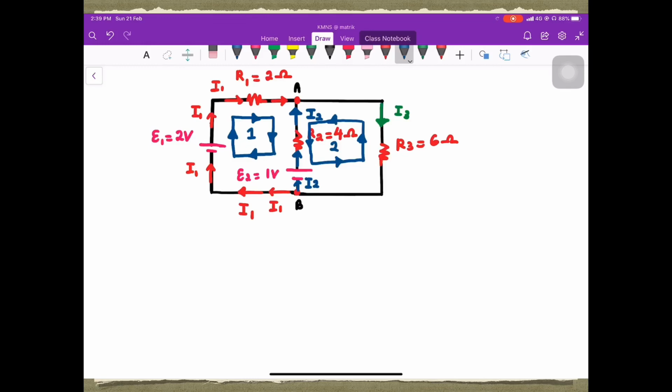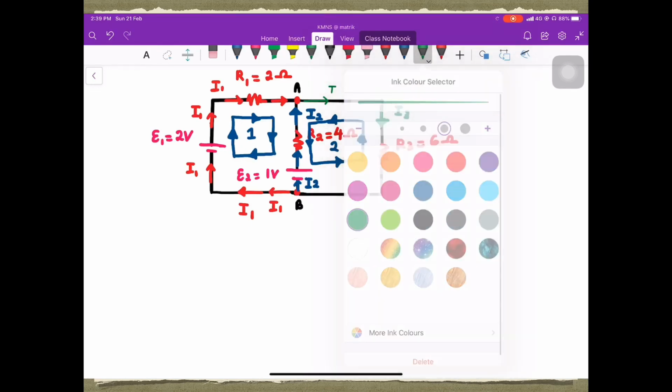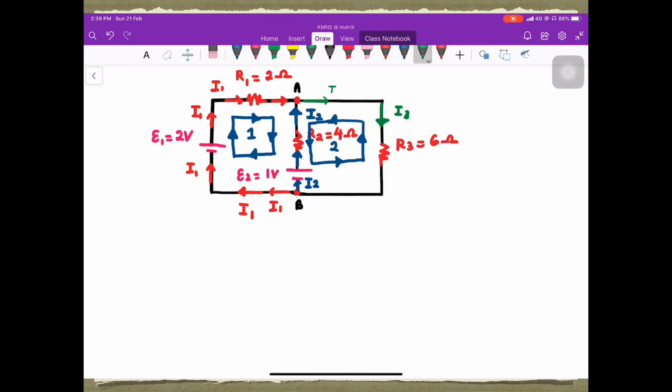What about I3? So this is I3, right? Okay, this is the junction. So this is I3, this is I3, and this is I3.